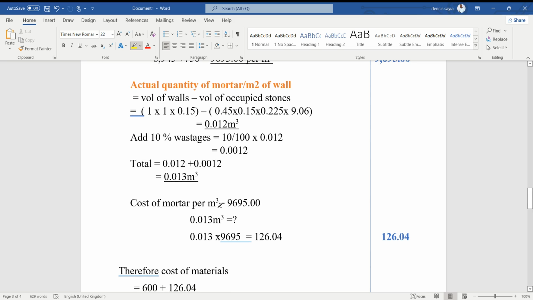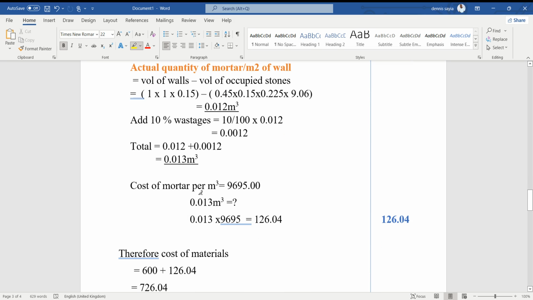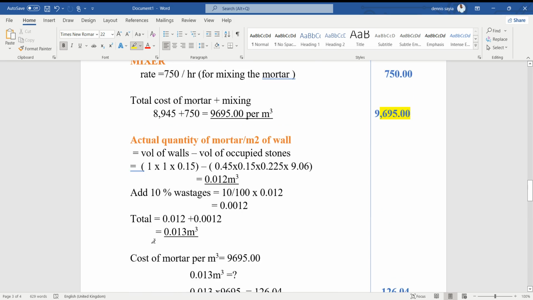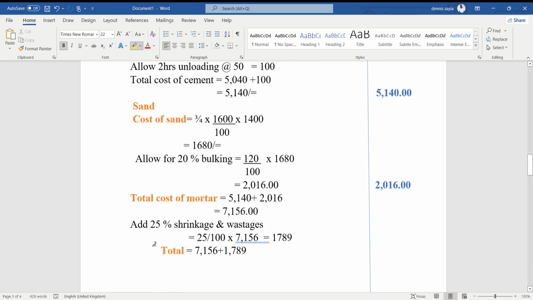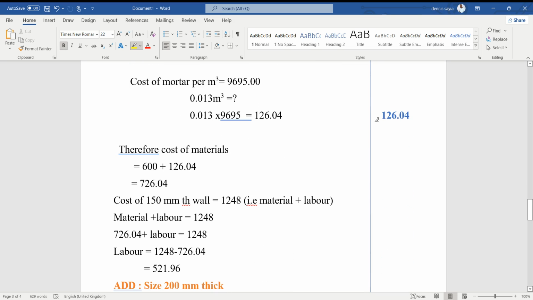The cost of mortar per meter square now is what we had found here. That is the cost of the mortar, 9,695. That is 1. How about the total mortar, which is 0.013? That gives us 126.04. Now, therefore, the total cost of material will be the cost of the blocks. Remember, the cost of the blocks was 600 plus the cost of mortar now we have found is 126.04. That gives us 726.04.